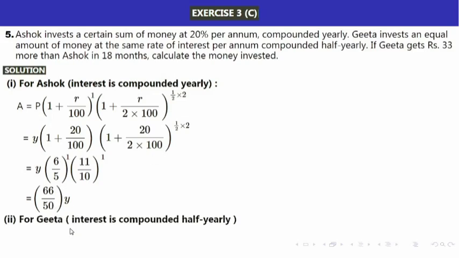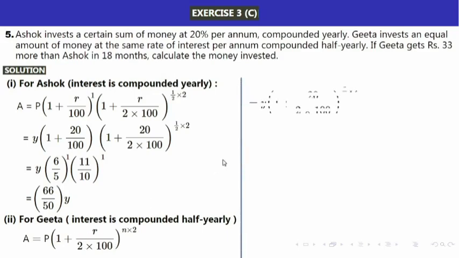Now for Geeta, interest is compounded half yearly. You know that. And in that case, your amount formula becomes this much. So P is y, rate is 2, and this time my n is going to be 3 by 2 in case of compounded half yearly, right? So simplify this. 2 and 2 get cancelled, so in the power we have only 3. So when you simplify this, you get 1331 divided by 1000 y. This is the amount that was received by Geeta, and the amount received by Ashok was this much.